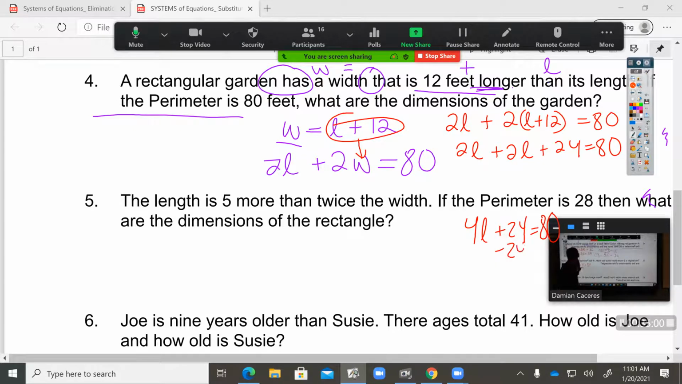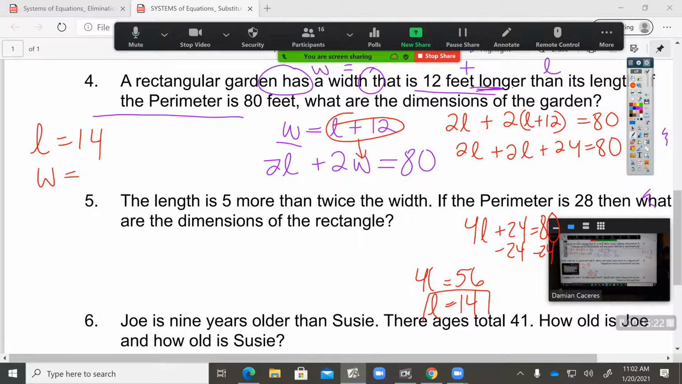Now we subtract 24 from both sides. It leaves us with 4L equals 56. And you divide both sides by the coefficient and we get L equals 14. So we know the length is 14.